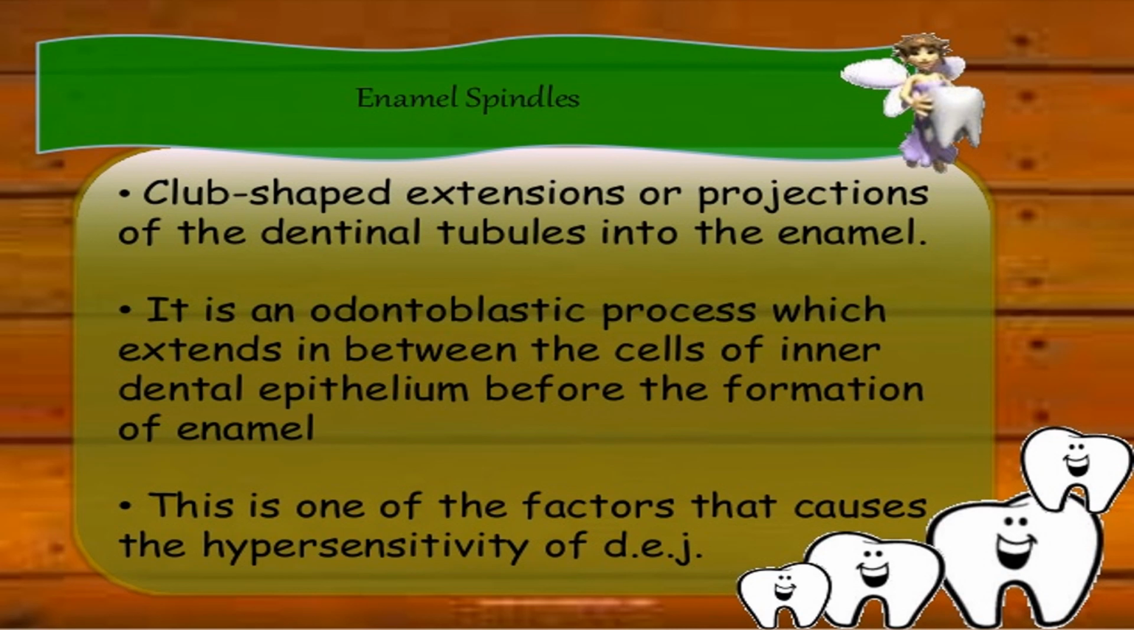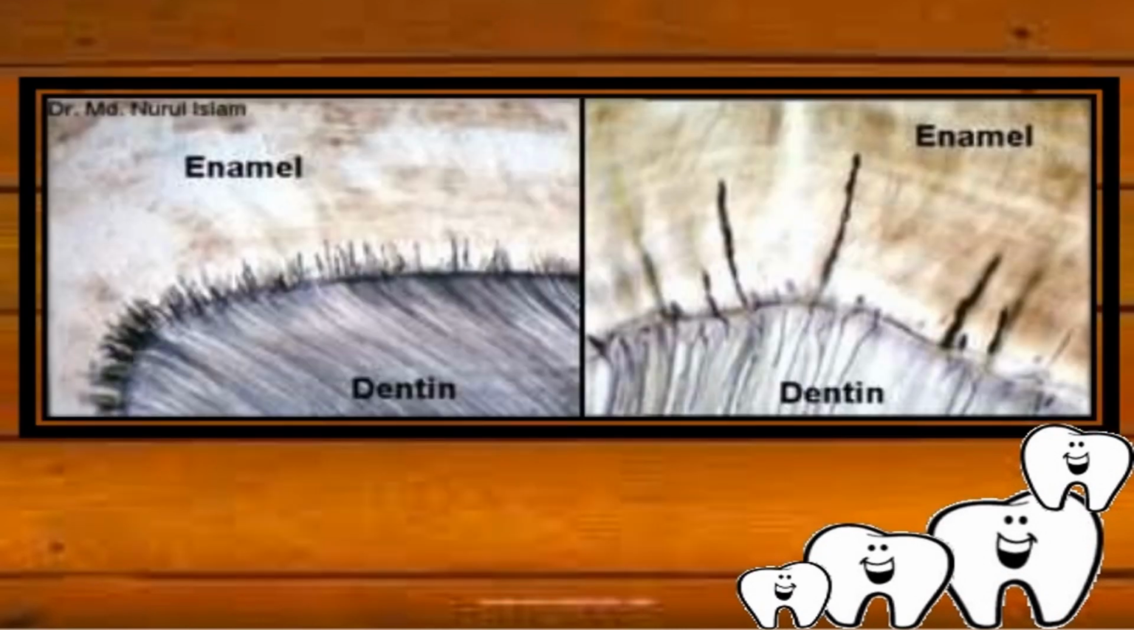What are enamel spindles? Club-shaped extensions or projections of the dentinal tubules into the enamel. It is an odontoblastic process which extends between the cells of the inner dental epithelium before the formation of enamel. This is one of the factors that causes the hypersensitivity of the dentinoenamel junction. So enamel spindles are one of the factors that cause hypersensitivity of the dentinoenamel junction. See, these are enamel spindles.